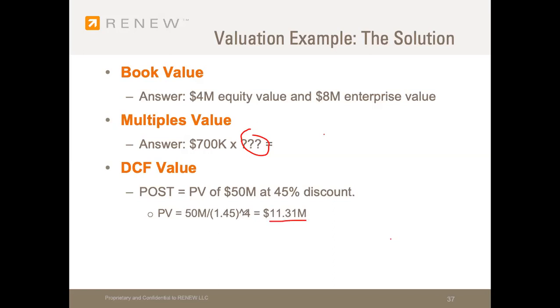How you're telling me $50 million 4 years from now is only worth $11 million today? Yes, because Mr. Wonderful really wasn't very wonderful to Dowett, was he? He gave him a 45% discount rate. And by the way, that's actually pretty good for this part of the world, for the country that he's operating in.